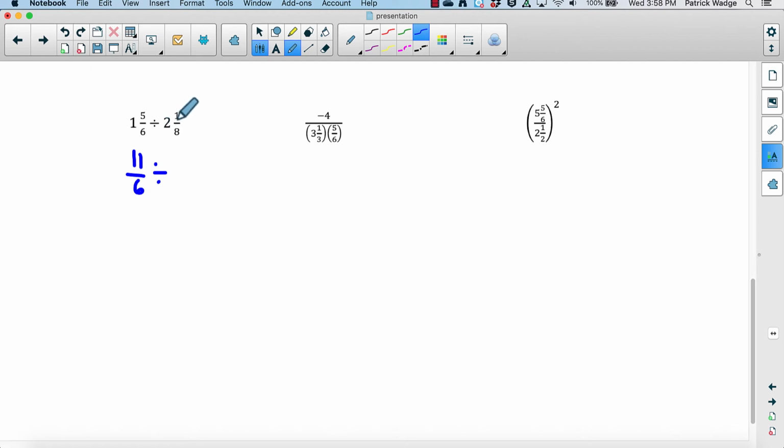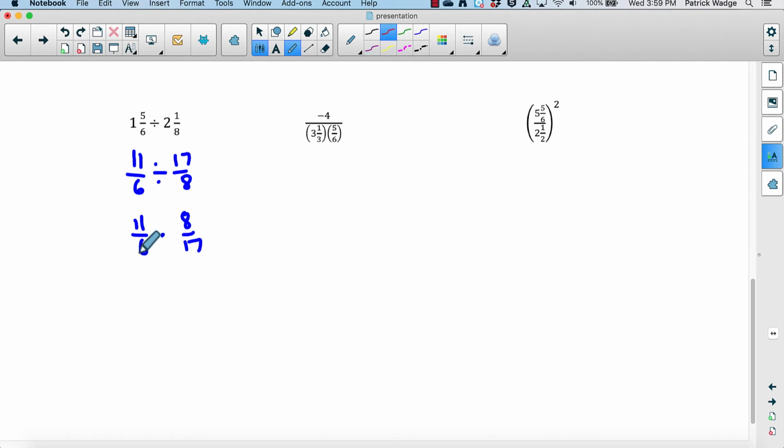2 times 8 is 16, plus 1 is 17 over 8. Now I can actually write the new question. It's going to be 11 over 6. I'm going to change it to a multiplication question and flip the second one. Okay, no mistakes were made because I was so careful.